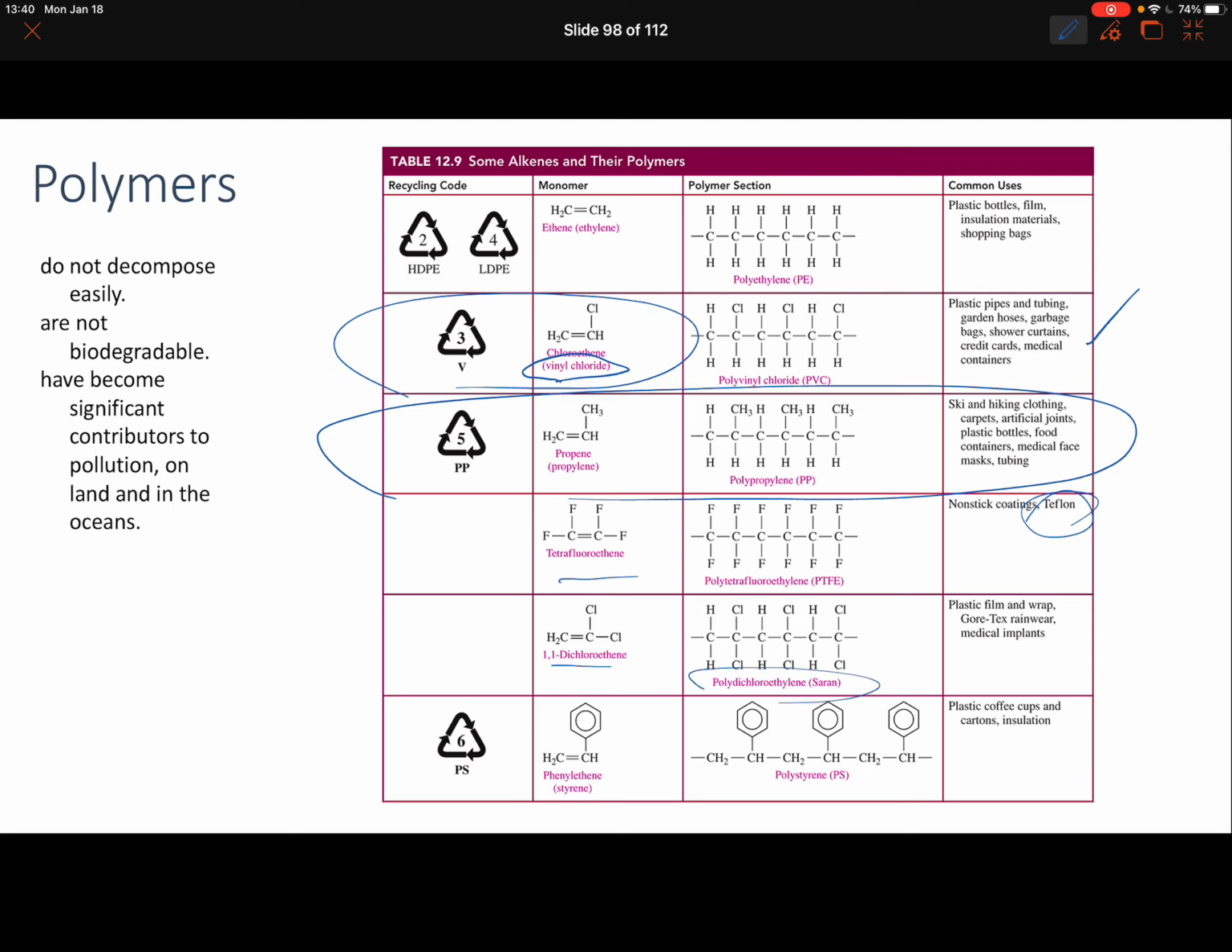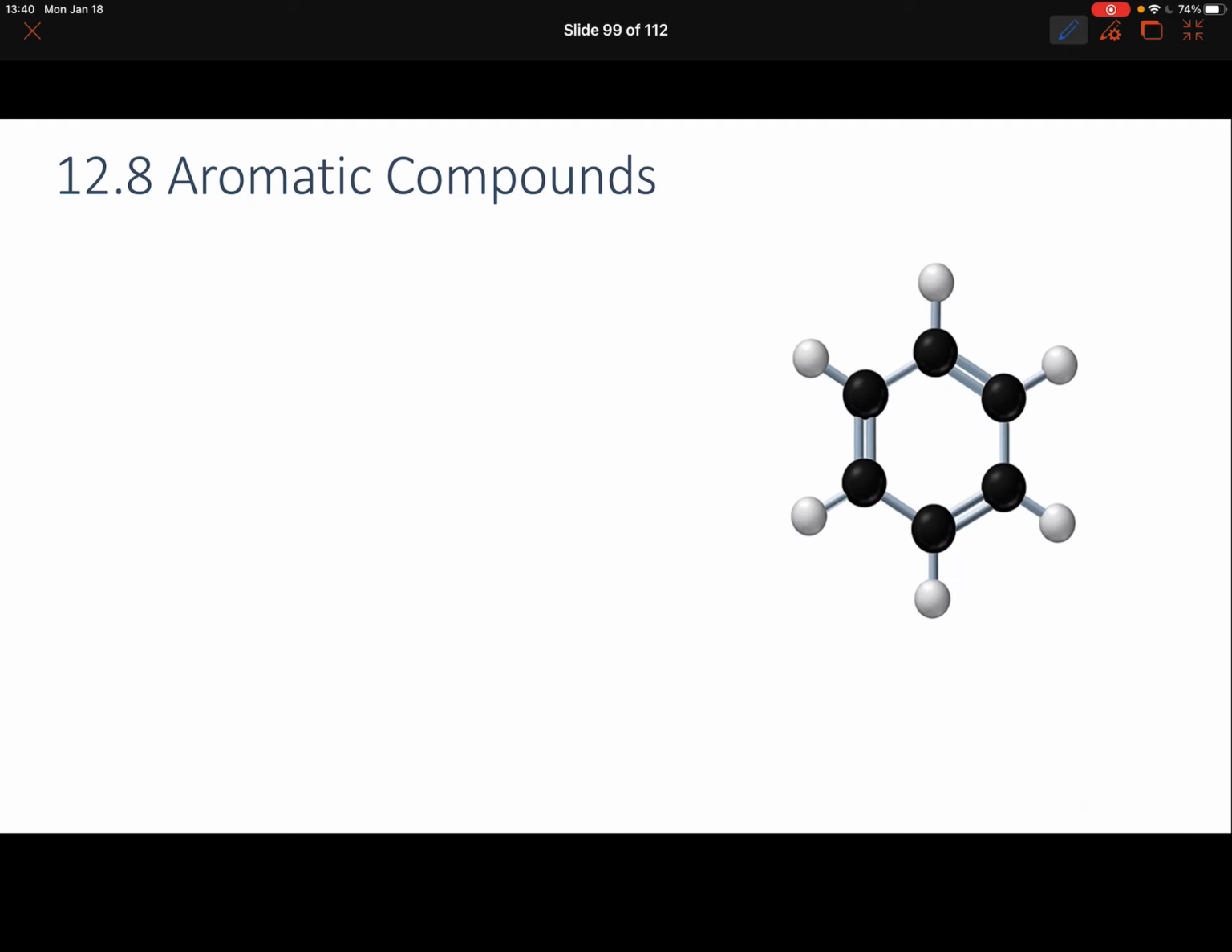1,1-dichloroethene is saran wrap. Polystyrene, coffee cups, insulation. This is a short list. This doesn't have everything on it. So luckily we have lots of recycling programs to try to reduce the amount of plastic material that's ending up in landfills or out in the ocean, but work is being done to try to get microorganisms to break these things down for us.